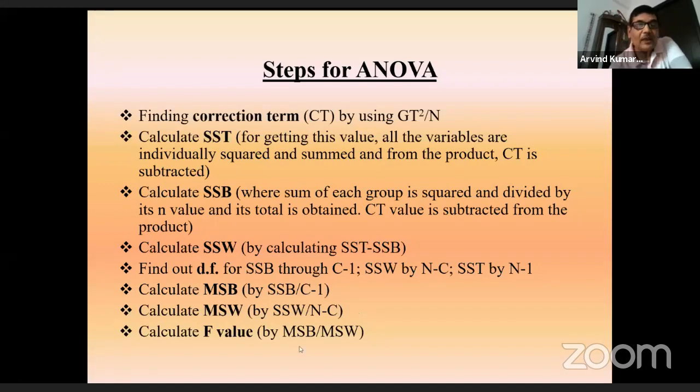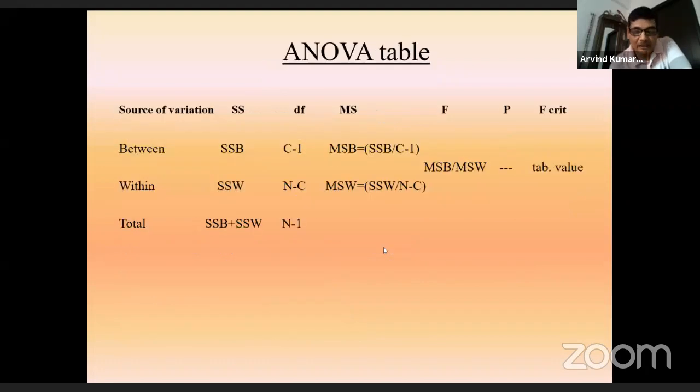Then we can calculate the third step, and that is SSW. SSW, that is sum of square within the samples. This will be calculated by SST minus SSB. Okay, so whatever SST value is available, from that SSB will be subtracted. Now only these 4 steps are important. After that, the rest of the things you can do in this table.